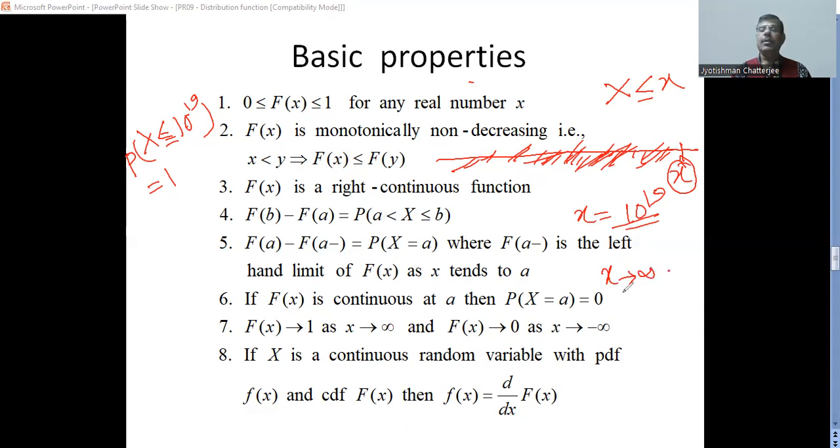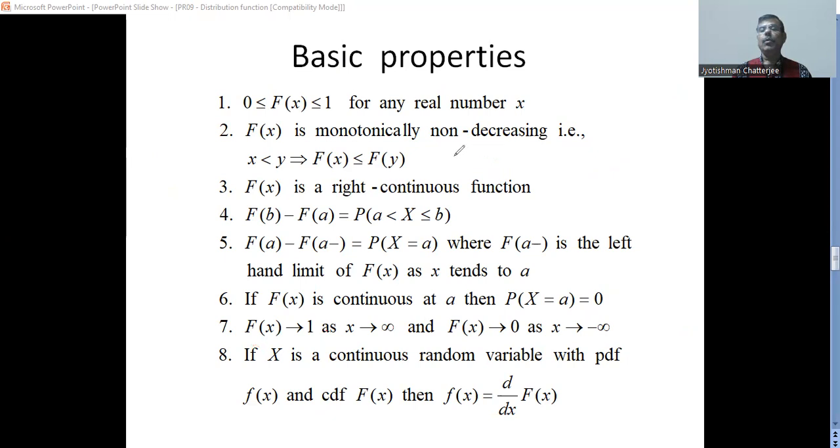That's why the limiting value of the probability of X less than or equal to small x, as x tends to infinity, is equal to 1. And the probability of capital X less than or equal to small x is nothing but F of x. That's why this happens.